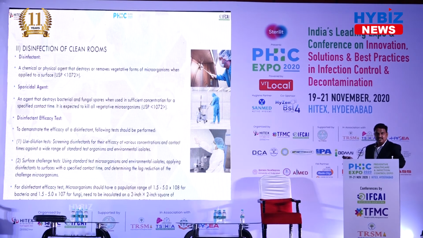For example, SS surfaces, epoxy surfaces, and all other surfaces, wherein we challenge the disinfectant on the surface along with the microorganisms. Generally, 10 to the power of 8 bacterial cells are challenged on a surface, whereas for fungi it is 10 to the power of 7 CFU. And the expected log reduction is a minimum of 3 log reduction for bacteria and 2 log reduction for spore formers.